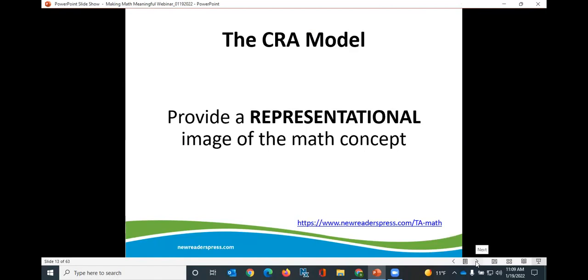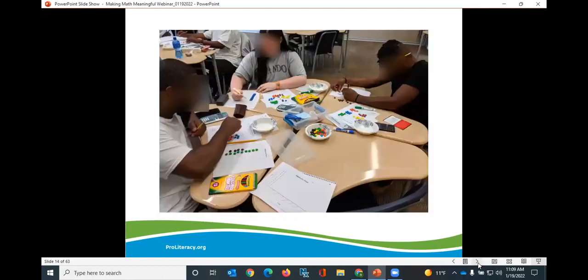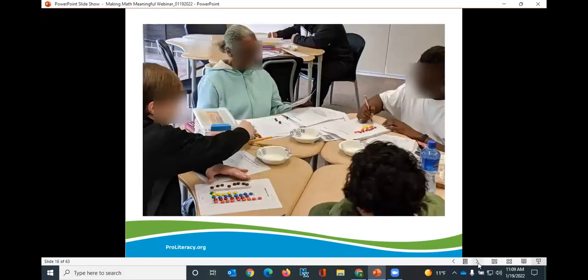So here's what happened. We used the candy and I provided a representational image of that concept. So I had students take a small bag of snack size M&Ms and they sorted them and they built a table. Then they took the M&Ms and placed them into different types of graphs: bar graphs, line graphs, pie charts. And finally, they used colored pencils to actually color in what they were representing.